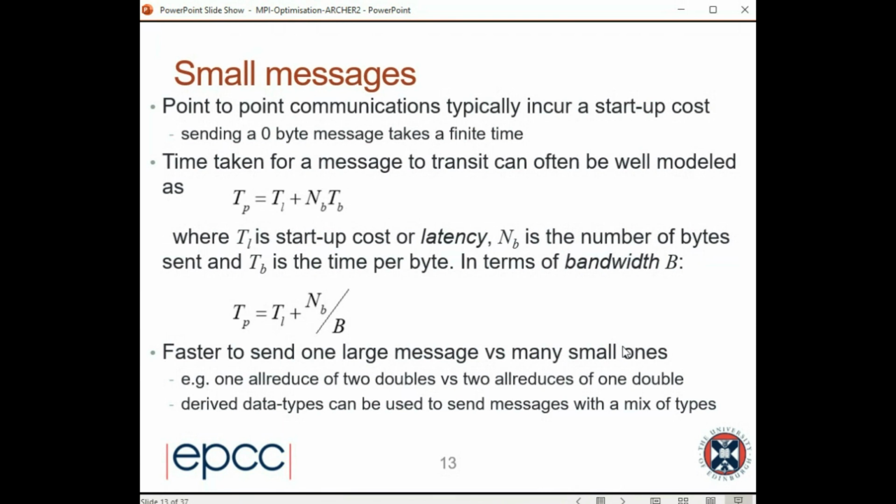The very first MPI optimization is to use collectives where they exist. The next one is to always use a small number of large messages versus a large number of small ones. And that is really the most important message.